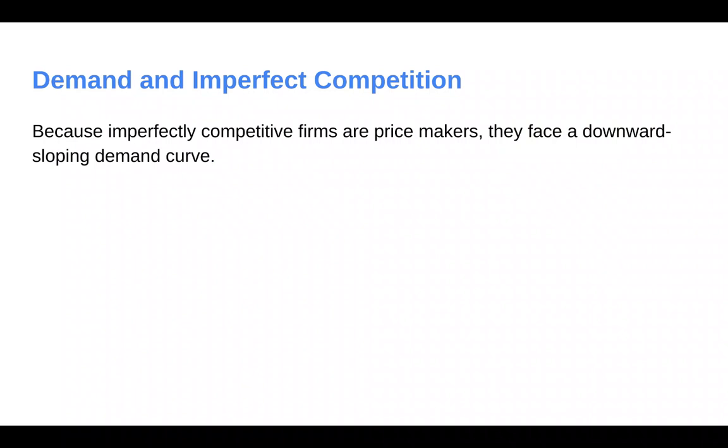And so, because imperfectly competitive firms are price makers, they face a downward sloping demand curve. Remember, in perfect competition, there was a horizontal demand curve. Each firm would only sell at one price, and therefore consumers could only buy at one price. Because consumers now have choices, because firms can set their own prices, there is a choice of price among the consumers. And so this is where we get to the law of demand, as we learned in Unit 2, that the higher the price, the less people buy. It works just like you learned in Unit 2.